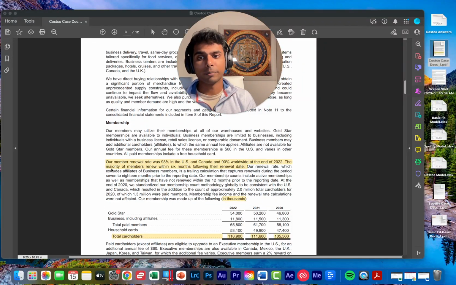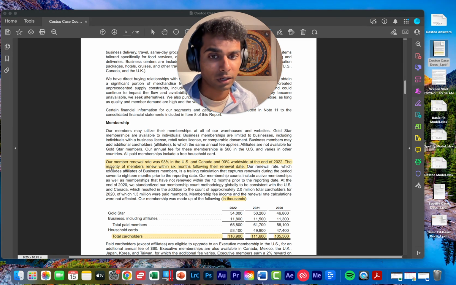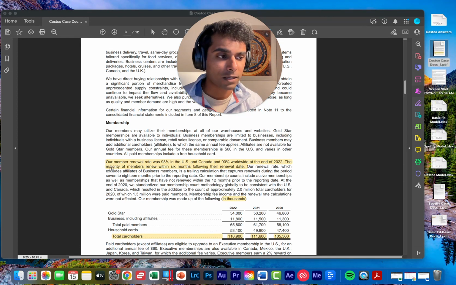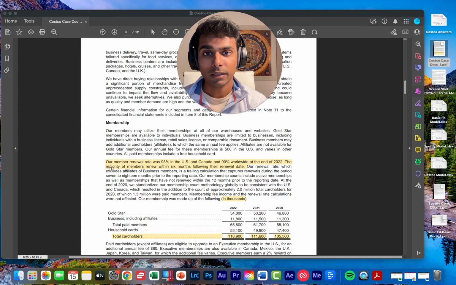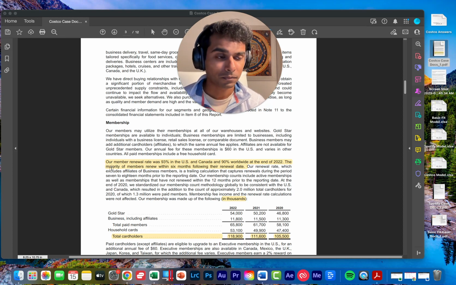So this is a really powerful stat here. Renewal member rates of 93% in the US and Canada and 90% worldwide. That is incredible. That's what the best software businesses in the world will have, those kinds of renewal rates, right? And this is an annual renewal rate. Most companies will report a monthly renewal rate, or a monthly churn, and they'll say, hey, our monthly renewal rate is 99%.